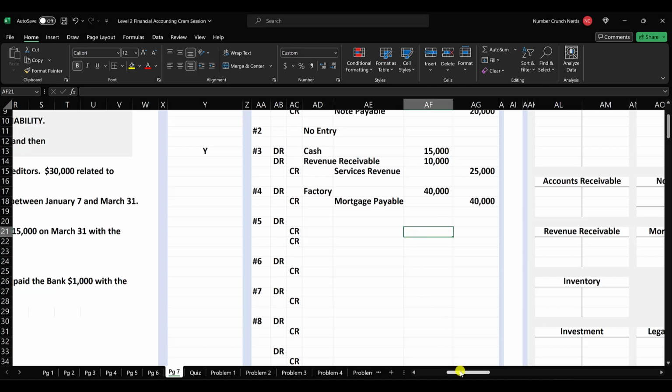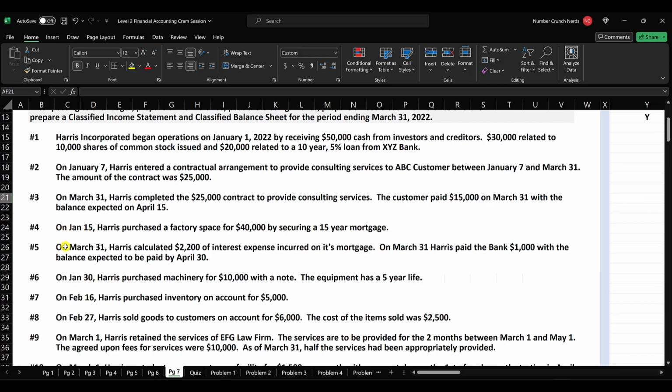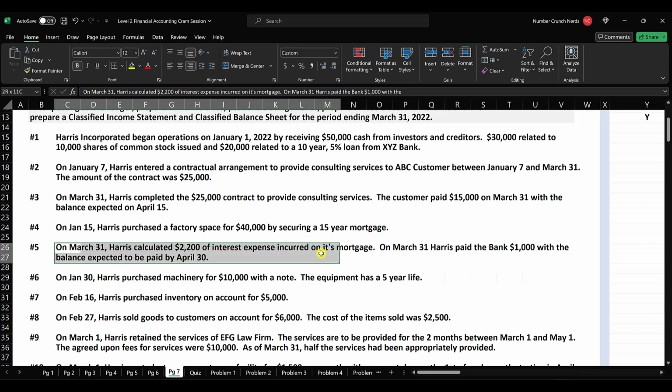Okay, next entry. So we're going to go see what number 5 was. We took care of number 4. Number 5. On March 31st, Harris calculated $2,200 of interest expense incurred on its mortgage. On March 1st, Harris paid the bank $1,000, with the balance expected to be paid on April 30th.